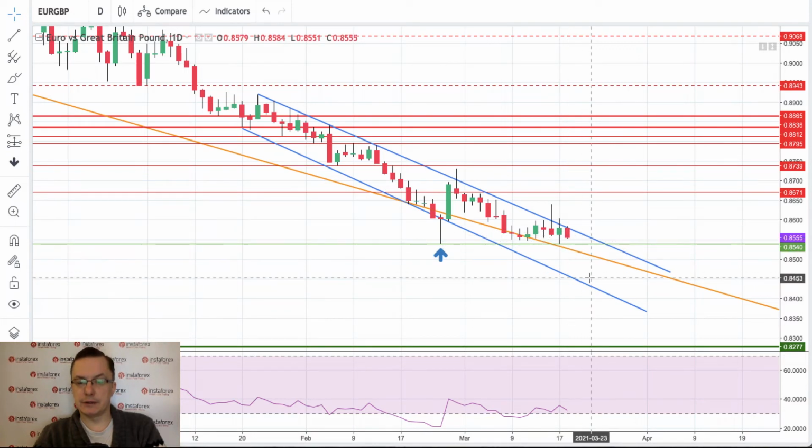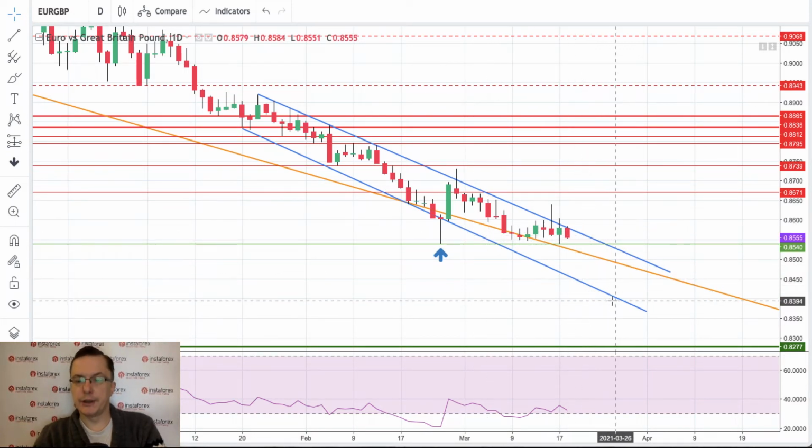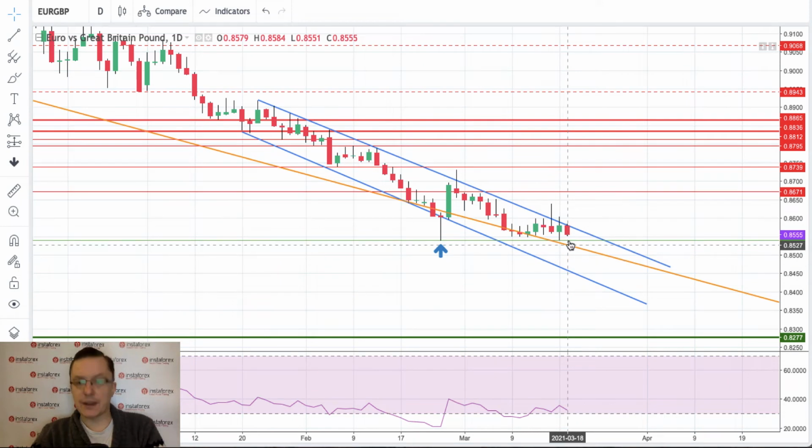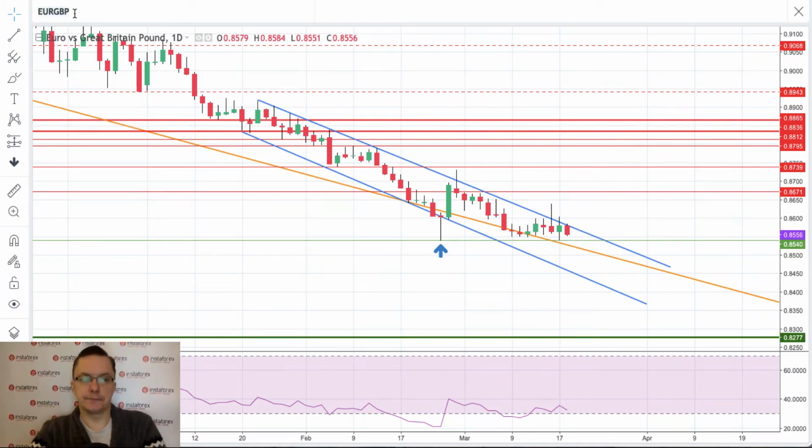I have marked this level using my blue arrow, so please pay attention to this level. Any breakout lower will directly expose the lower channel boundary and the lower levels. Of course, the long-term target for this downtrend is seen at 8,277. So any violation of 8,540, and then of course the orange long-term trend line, and then eventually the lower channel boundary, which is in the color of blue, will be the confirmation of this level, the 8,277, as a target for the bears. So that's the euro to the British pound.